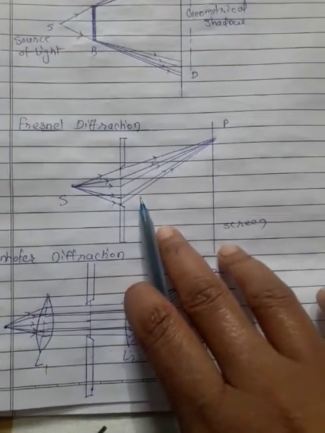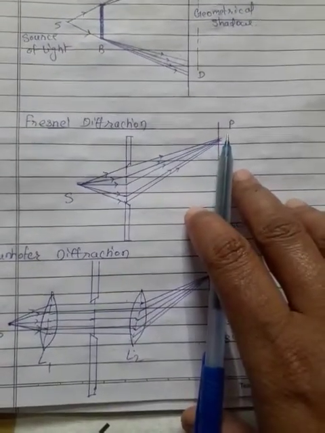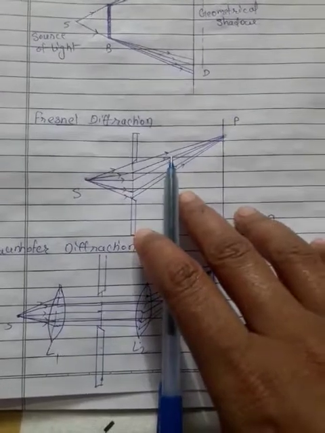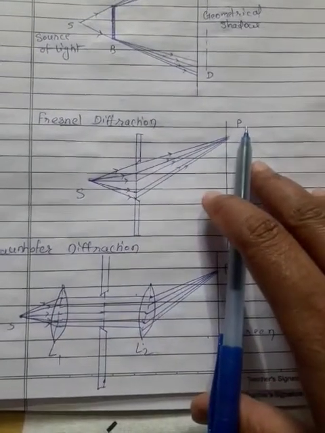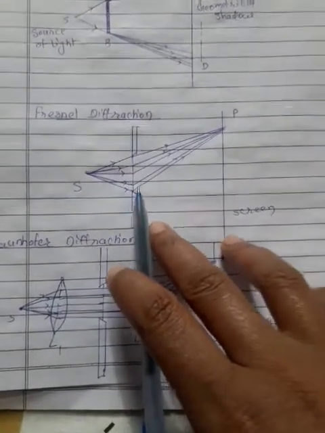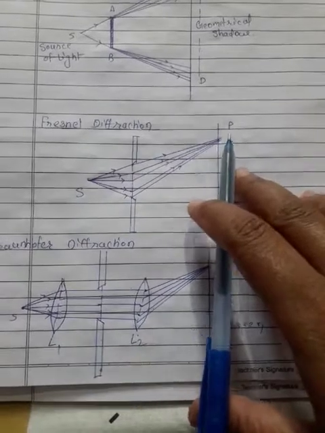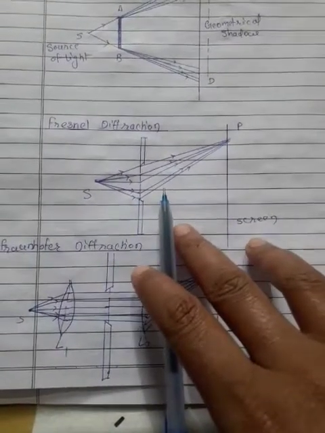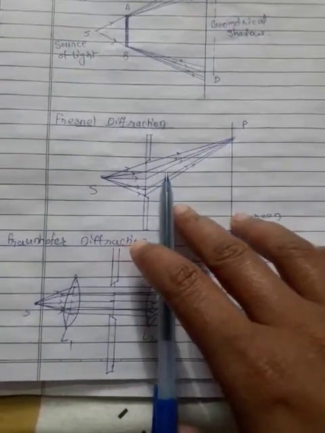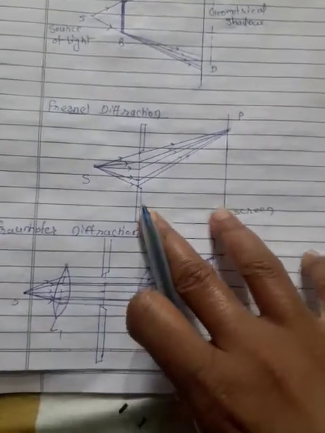The third point is that the resultant effect at a point P on the screen is the sum of the effects of all the secondary wavelets reaching the point P from all the zones. The effect at point P depends on the distance of the zone with respect to point P. The zone plate and the zone we will see in the next definition.